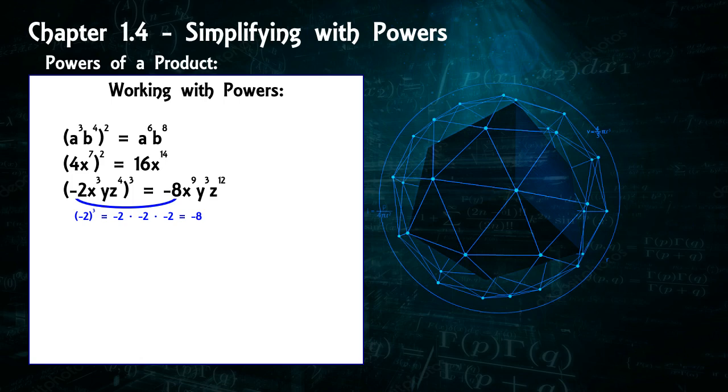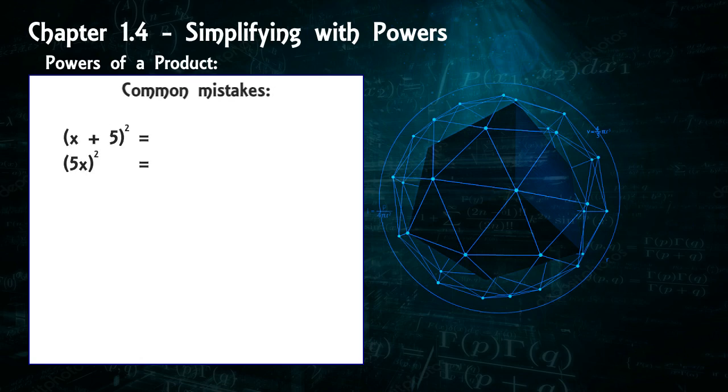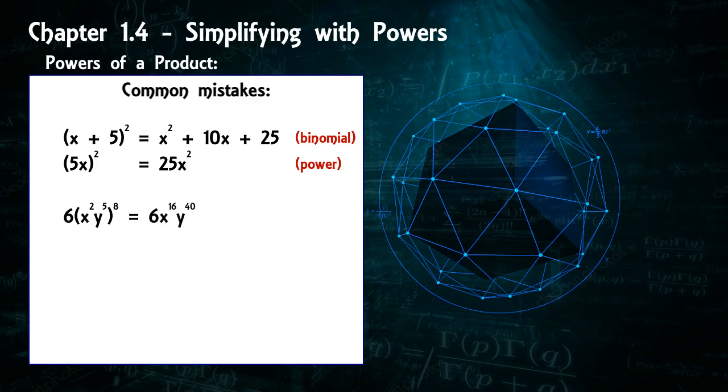A few things you need to look out for. First of all, x plus 5 squared and 5x squared look similar, but they are vastly different. This is a binomial and this is a power of a product. The first one becomes x squared plus 10x plus 25, while the latter turns into 25x to the power of 2. Secondly, in 6x to the power of 2, y to the power of 5 to the power of 8, the 6 is outside the brackets, meaning the 8 doesn't influence him. So our answer is 6x to the power of 16, y to the power of 40.